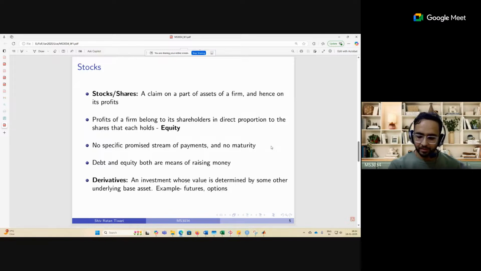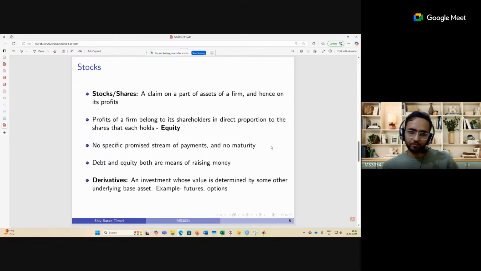and you have purchased 1000 of these shares, then you will be the owner of 1000 divided by 1 million of the assets of Reliance Industries. You have that much claim, and whatever profit Reliance Industries is making, you have a claim on that also.